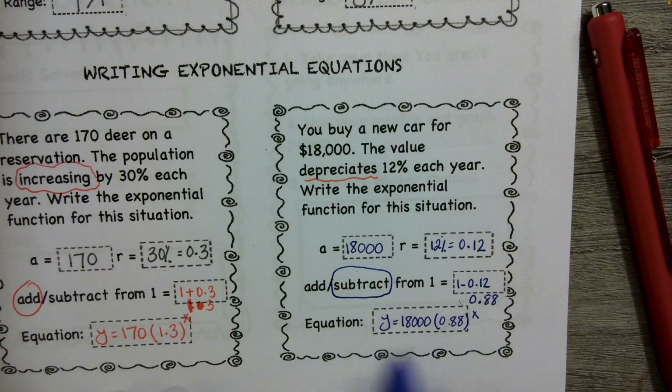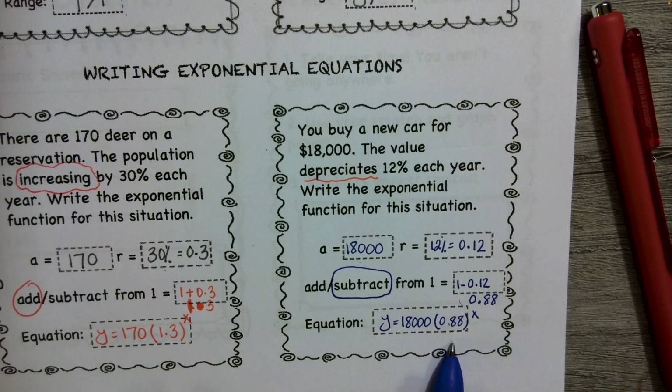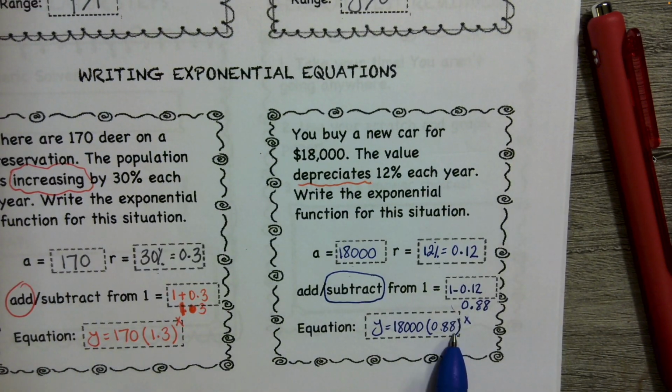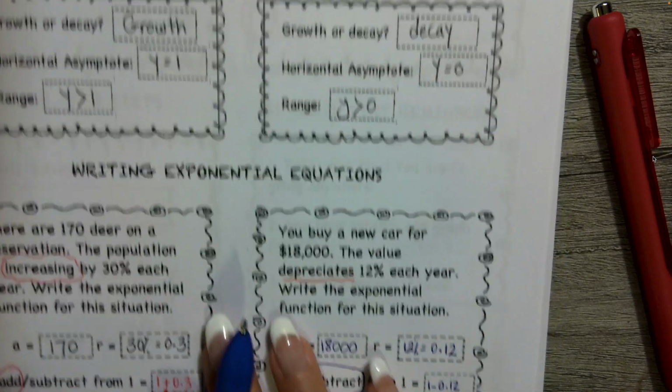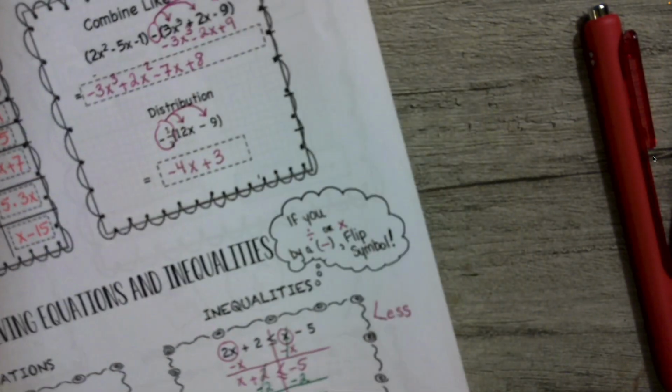How do I look at this one and know it's decreasing? It's less than 1 inside the parentheses, so it's a depreciation. So it's a decrease or decay. Okay? Let's move to the next page, and the last thing we're going to talk about in this algebra review.